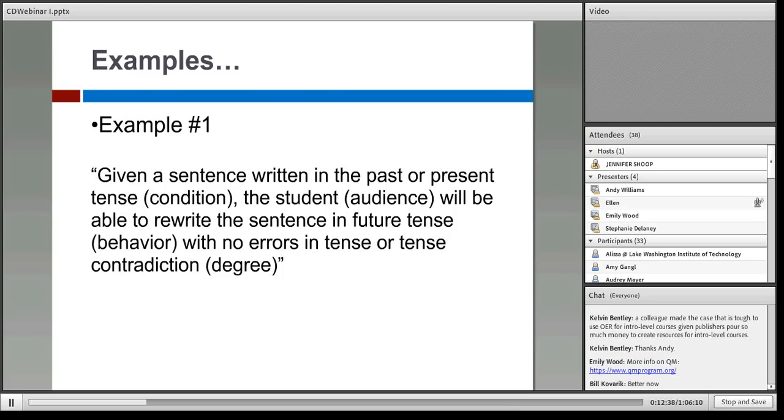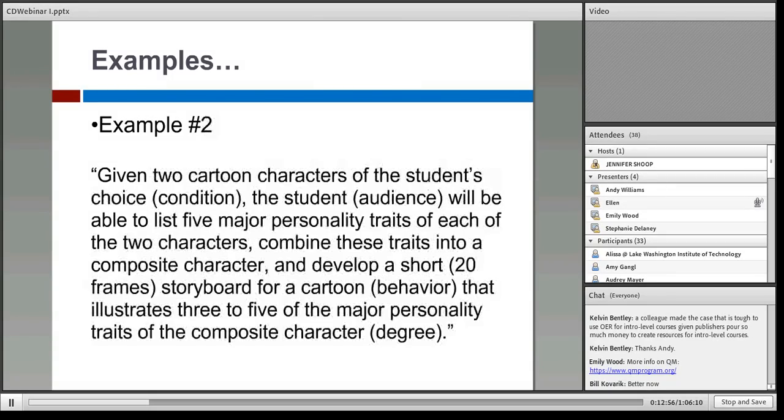And I'll give you another trick that Dr. McLean taught me, at some point in this presentation, that kind of helps me think about assessment. So let's look at another example.